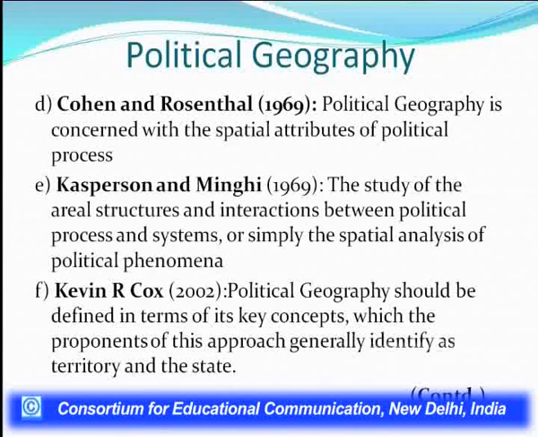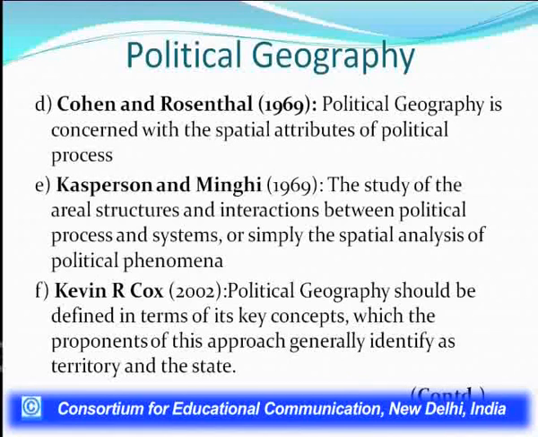Further, Kevin R. Cox, another important geographer from the United States of America, argues that political geography should be defined in terms of its key concepts, which the proponents of this approach generally identified as territory and the state. So his inclination is more towards the term territory rather than space, and the political dimension in political geography is brought in with the inclusion of the state. The state, as we understand, is the political organization which runs a lot of political units in the international system, where states are the most important actors. But the underlying geographical aspect, according to Cox, is the territory of these states, for the better understanding of political geography.